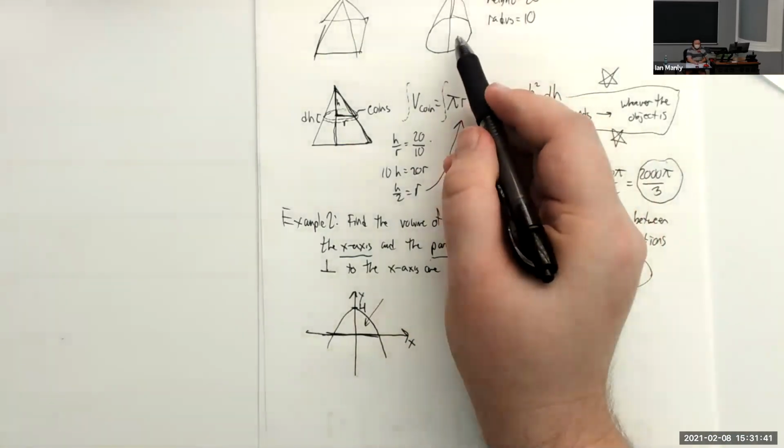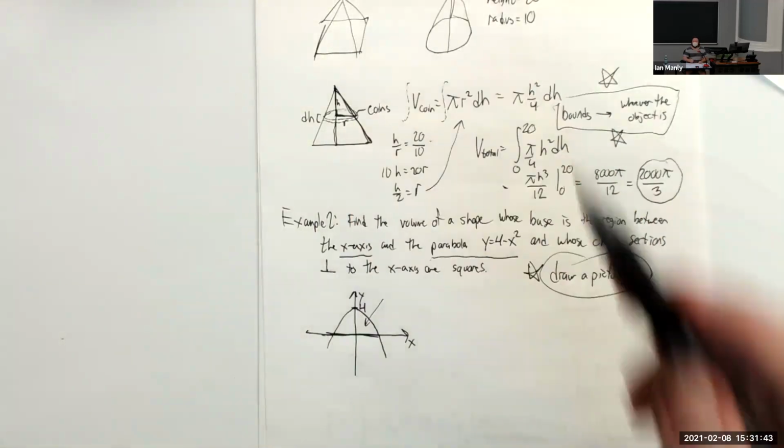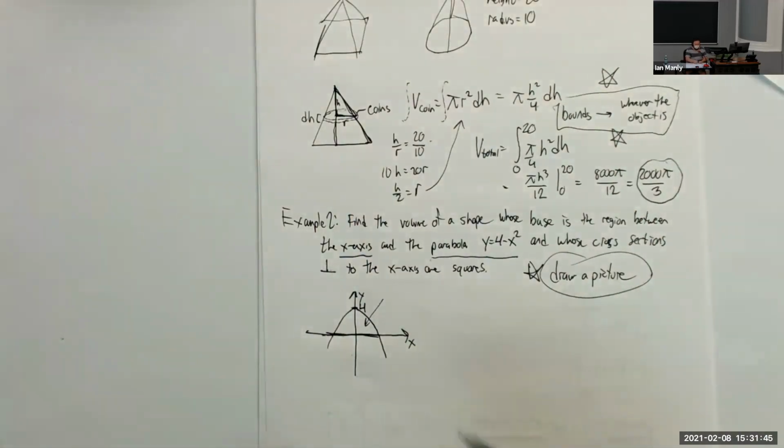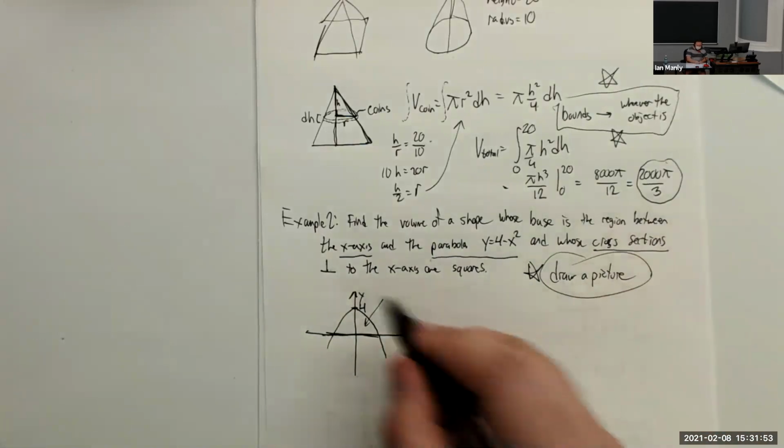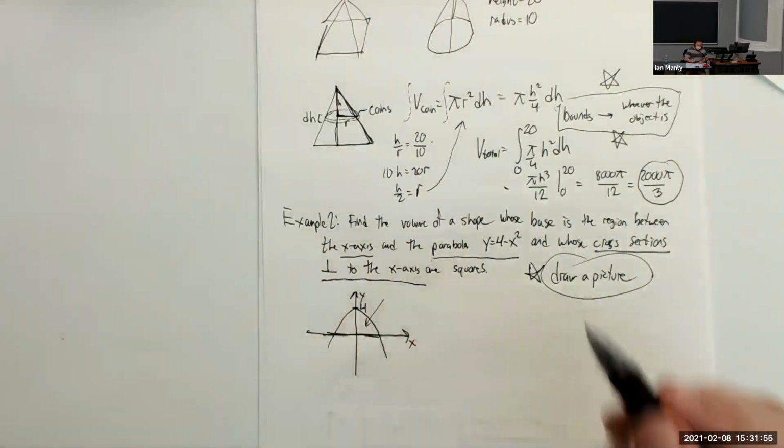Kind of like if we look top down onto a cone, it'd be a circle. If we look top down into a pyramid, it'd be a square. This time it's going to be this weird parabola thing. All right, now let's look at the next part. We want to see where the cross sections are perpendicular to the x-axis.